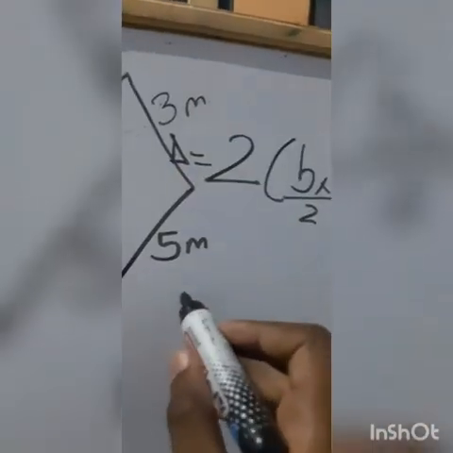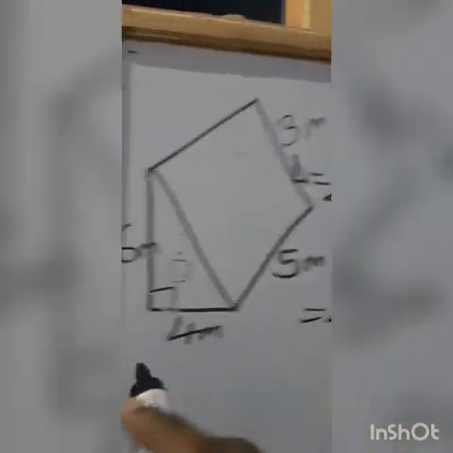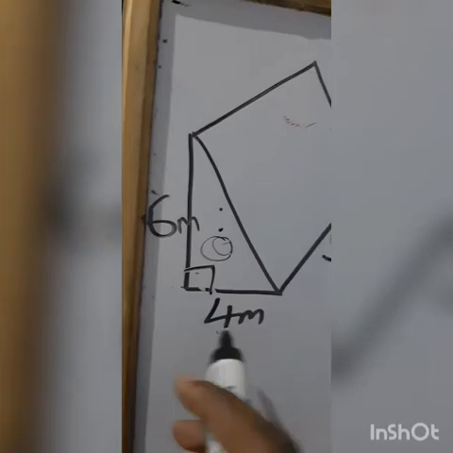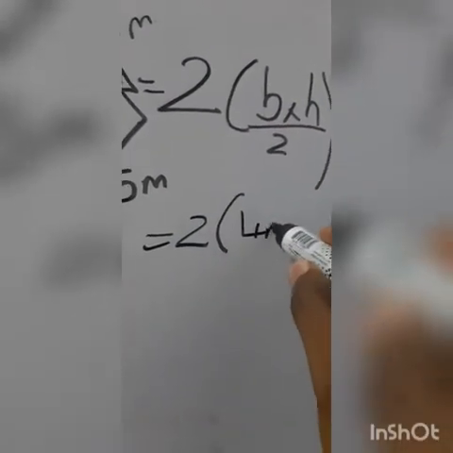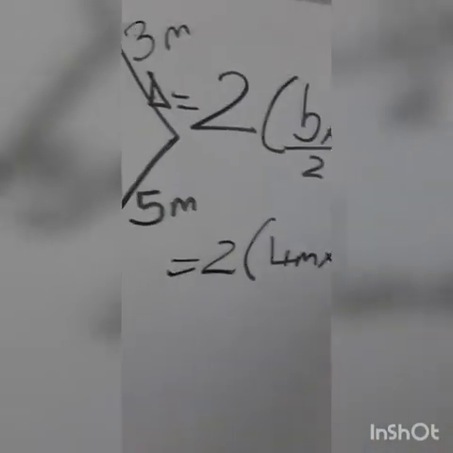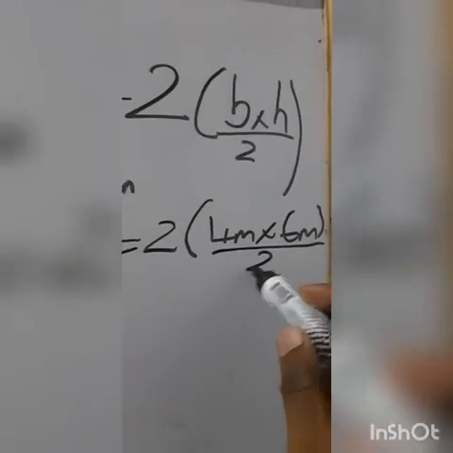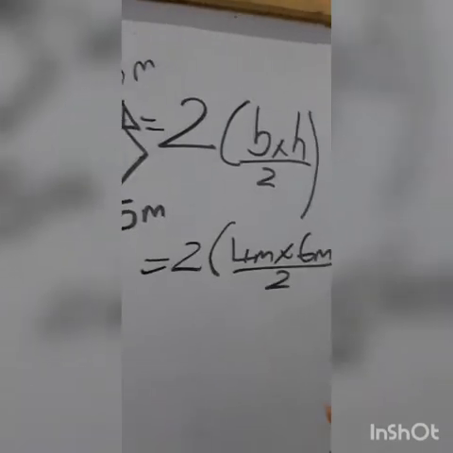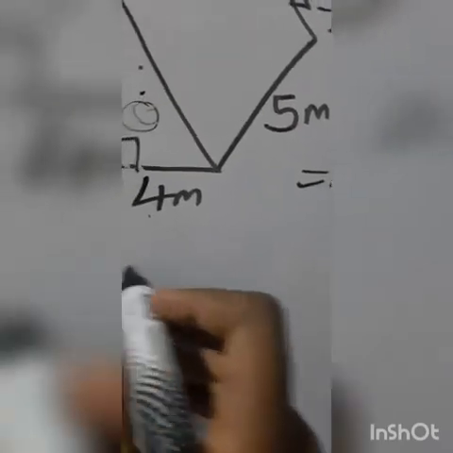Let us substitute values. So that would be 2 multiplied by the base. The base we know would be this number right here, so that would be 4 meters multiplied by the height, which is 6 meters. I hope that you're following in your books. And we would divide that answer by 2. We already looked at why the formula for finding the area of a triangle is base times height divided by 2. Right, let us go a step further and simplify it.